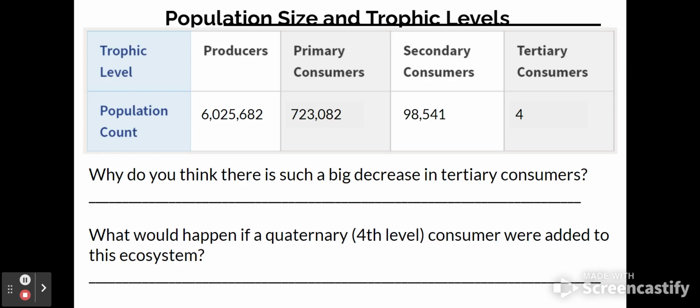So what about this? Why do you think there's such a big decrease in tertiary consumers? Why do we only have 4 when we start out with 6 million producers? And what would happen if we added a 4th level to this ecosystem?